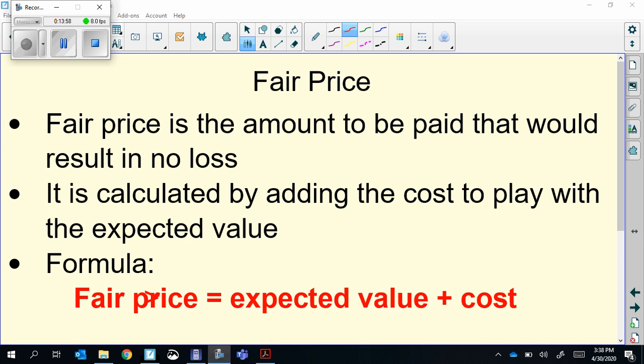So the fair price is the amount to be paid that would result in no loss, where our E would equal 0 at the end. That's what makes it fair. Typically, like I was saying before about casino games, it will be a gain for the casino because it's a business. They have employees to pay, which means that even to break even, they have to make sure the games are in their favor.